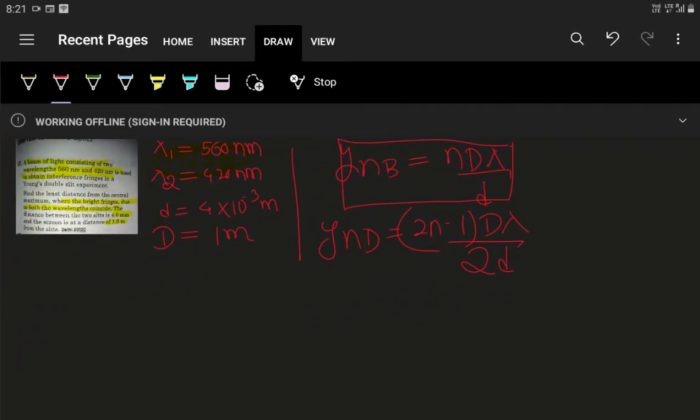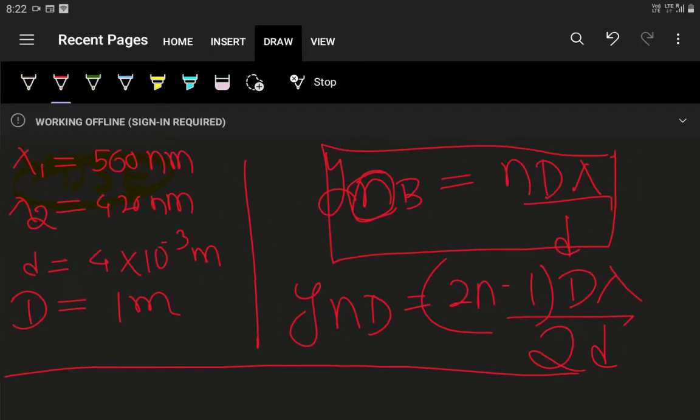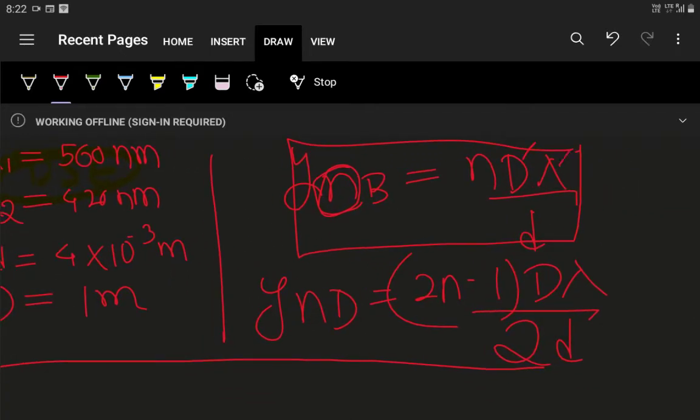Now, as two wavelengths are given, we are required to find the value of n so that we can find the distance, because the value of n is the critical data. Except n, all things are given: d is given, lambda is given, D is given, but the only thing which is not given is n.